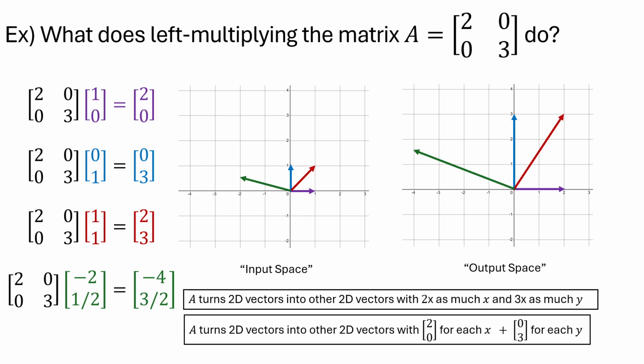So here is the intuition to keep. This matrix creates a non-uniform scaling. It takes any 2D vector and stretches the horizontal direction by a factor of 2 and the vertical direction by a factor of 3. This is for the specific matrix 2, 0, 0, 3.